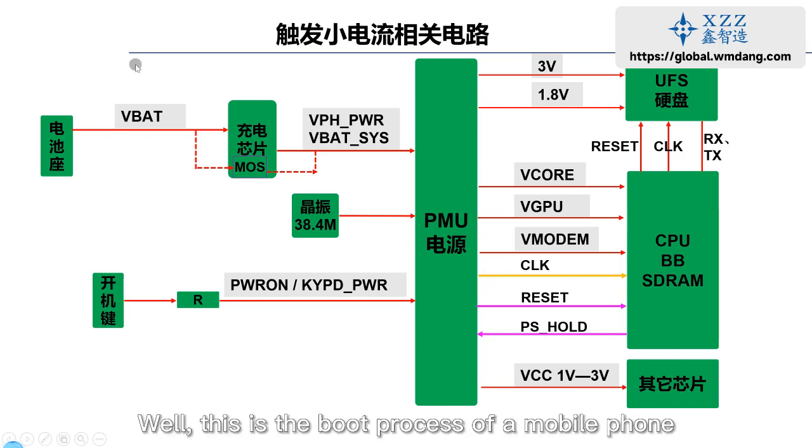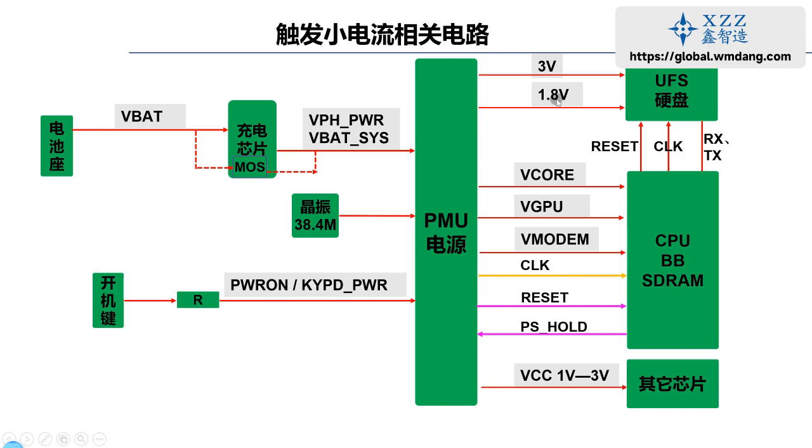Well, this is the boot process of a mobile phone. Okay, that's it for this lesson.